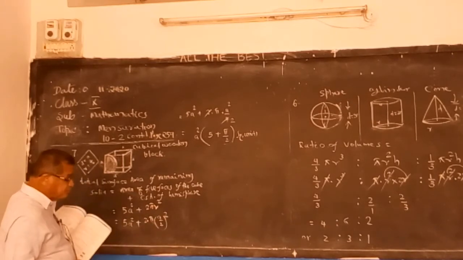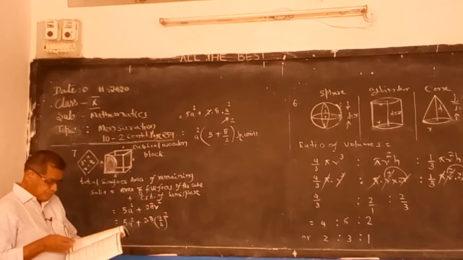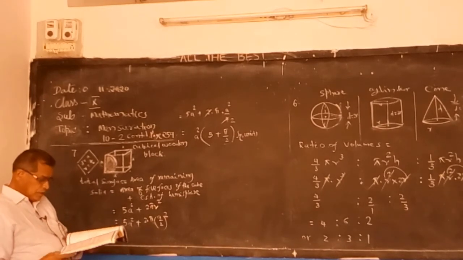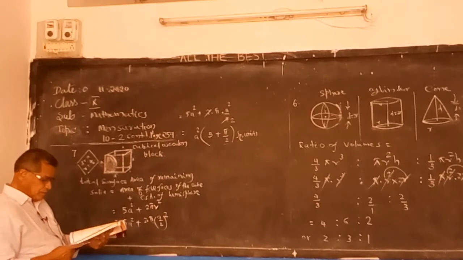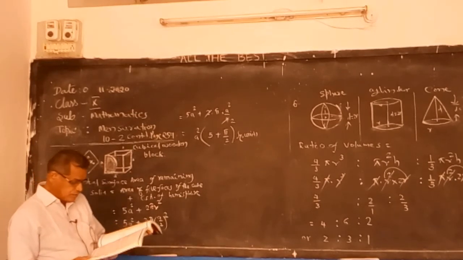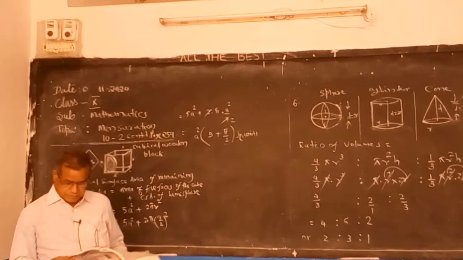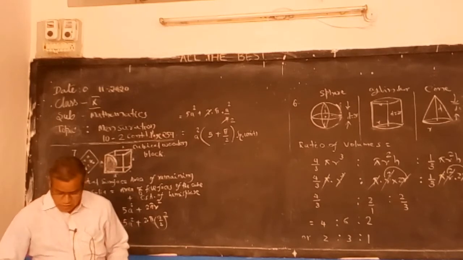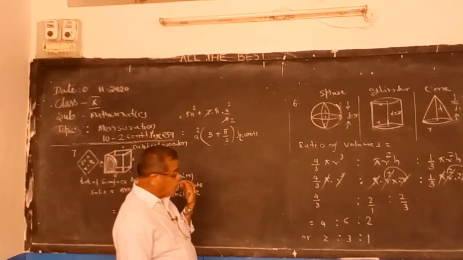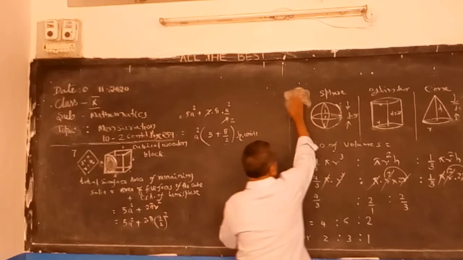Eighth question. A wooden article was made by scooping out a hemisphere from each end of the solid. Read the problem, draw the diagram.